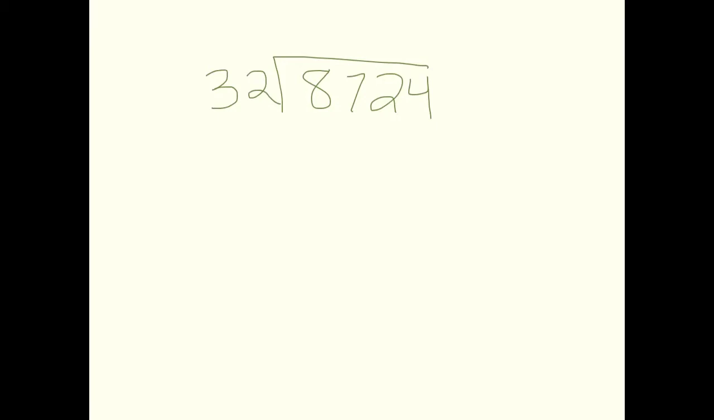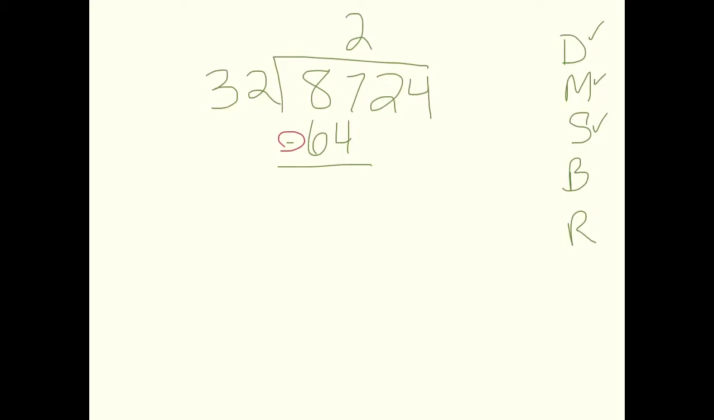Okay, I hope you remembered to put D, M, S, B, R over to the side, and you started off with divide. Dividing 8 by 32 doesn't work, so you have to go to 87 divided by 32, which will be 2. That is your divide. Now you can multiply 32 times 2 and get 64. There's your multiply. We now will subtract 87 minus 64. 7 minus 4 is 3. 8 minus 6 is 2.